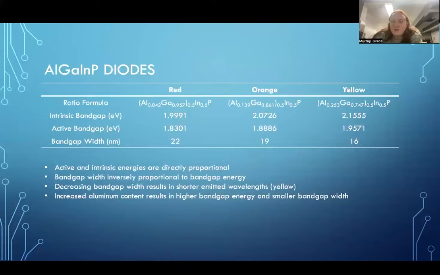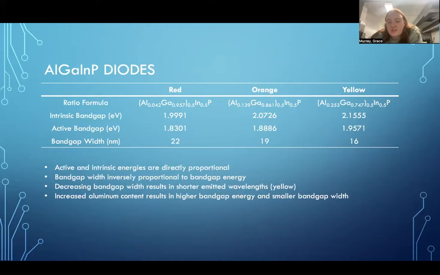For this experiment, trends can be observed for both types of diodes. For the aluminum gallium diodes, the active and intrinsic energies are positively related and inversely related to the band gap width. The band gap width shows that the highest prevalence of transition occurs at a closer distance in yellow diodes compared to the red diodes with the highest energy. The increase in energy results in a shorter wavelength, which is shown by the yellow light emitted. Additionally, this increase in aluminum dopant content results in a higher band gap energy.